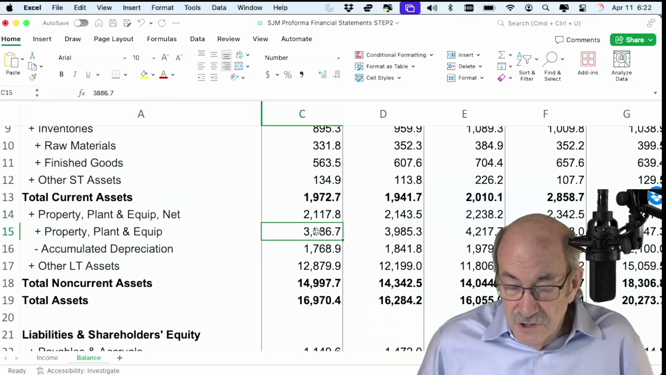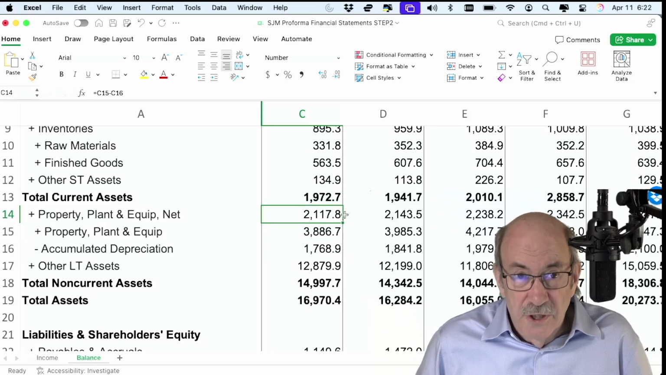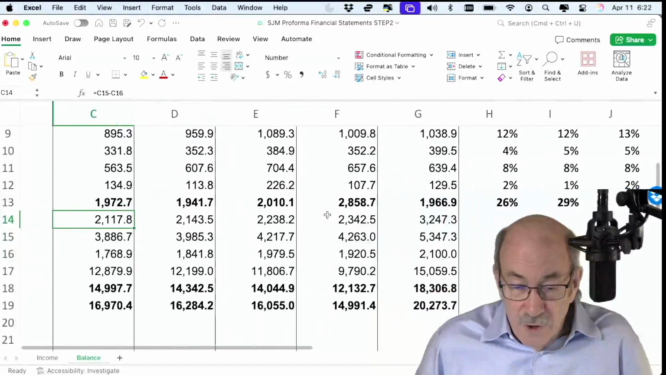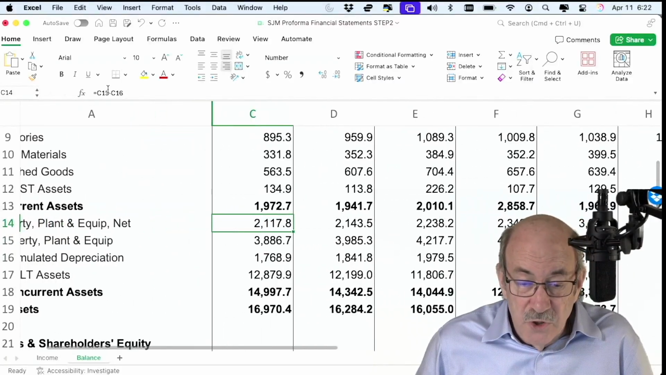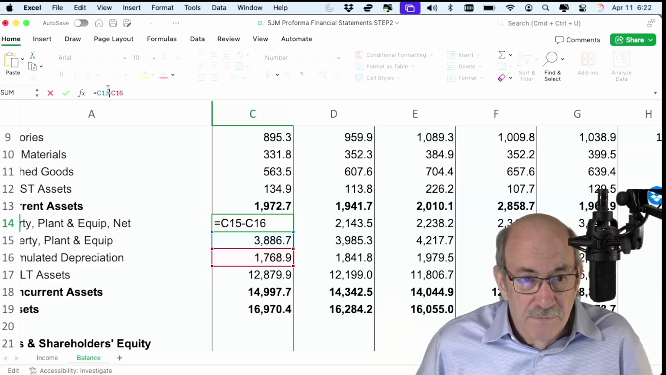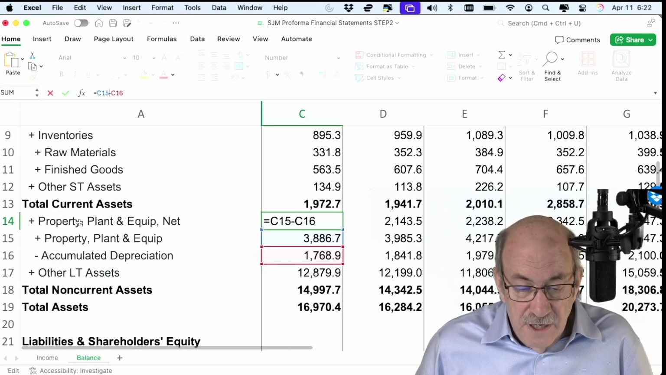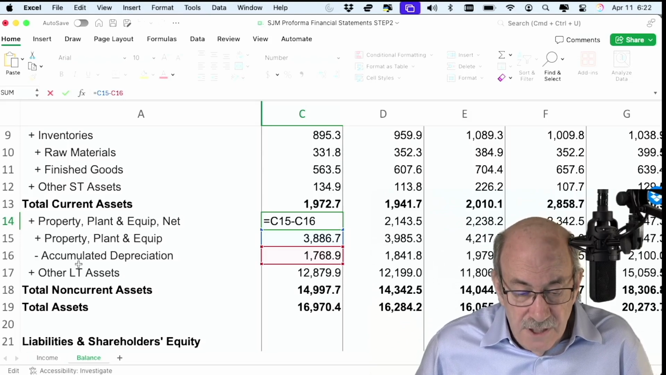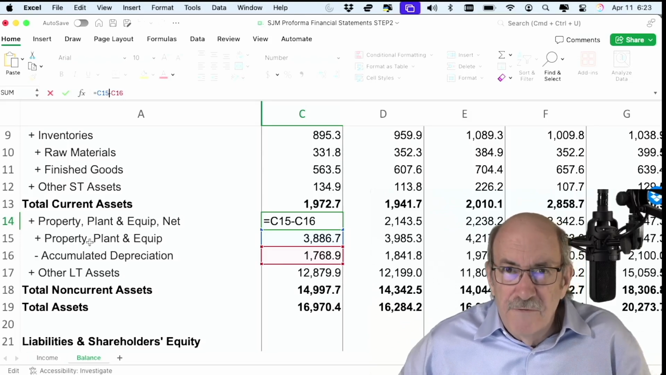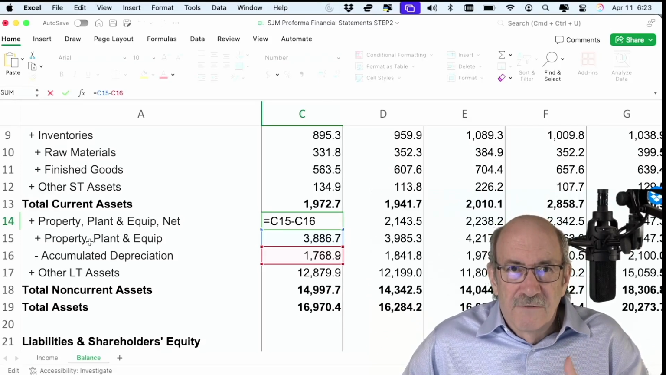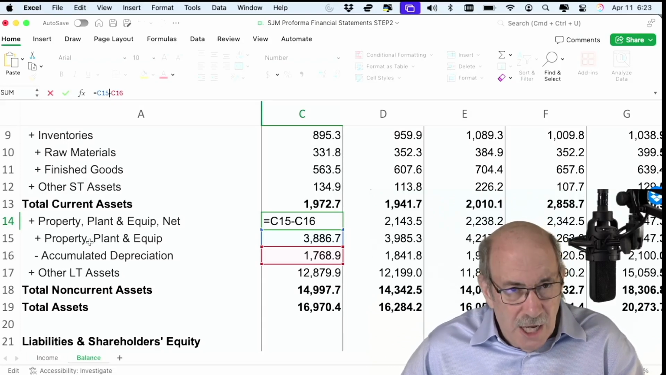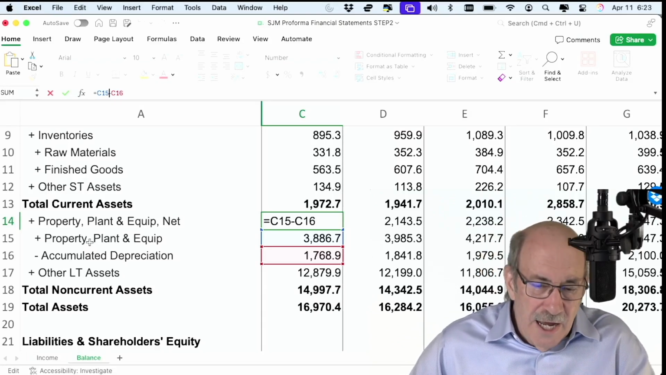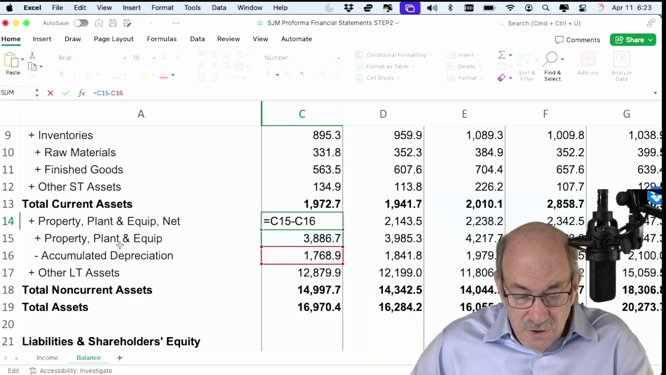You'll notice, for example, 3886.7 minus 1768.9 should give us approximately 2117.8. And when I'm doing that, I'm doing it as an actual subtotal. So this row 14 is a subtotal of 15 and 16, the two sub-accounts. So be very, very, very careful, especially as you go through this the first time, so that you're not adding the wrong things together, or subtracting where you should be adding, that sort of thing. Be super careful on that.